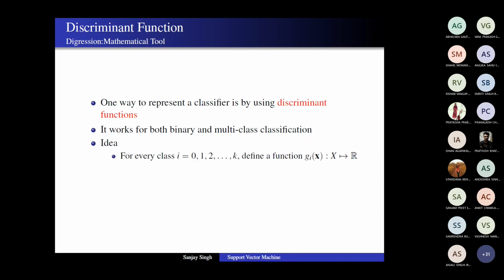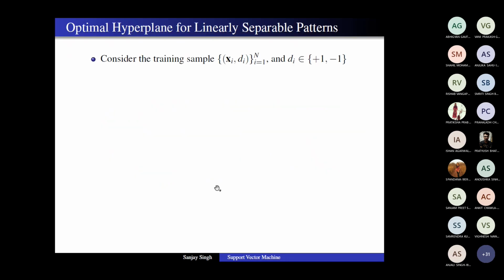The idea is simple: for every class i, let's say the classes may be 0, 1, 2, 3, up to K. Don't consider the index, just the label of the different classes. We define a function g_i(x) to R, where x is the data point we're talking about, and it maps to R. When a decision on the input point should be made, choose the class with the highest value of g. Accordingly, it tells which particular class it belongs to. So we'll see this particular concept here.